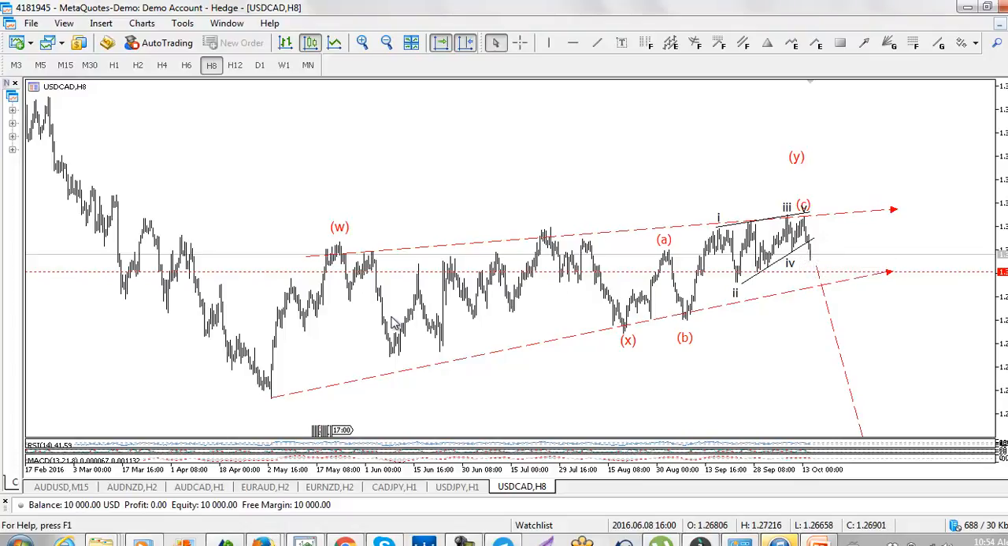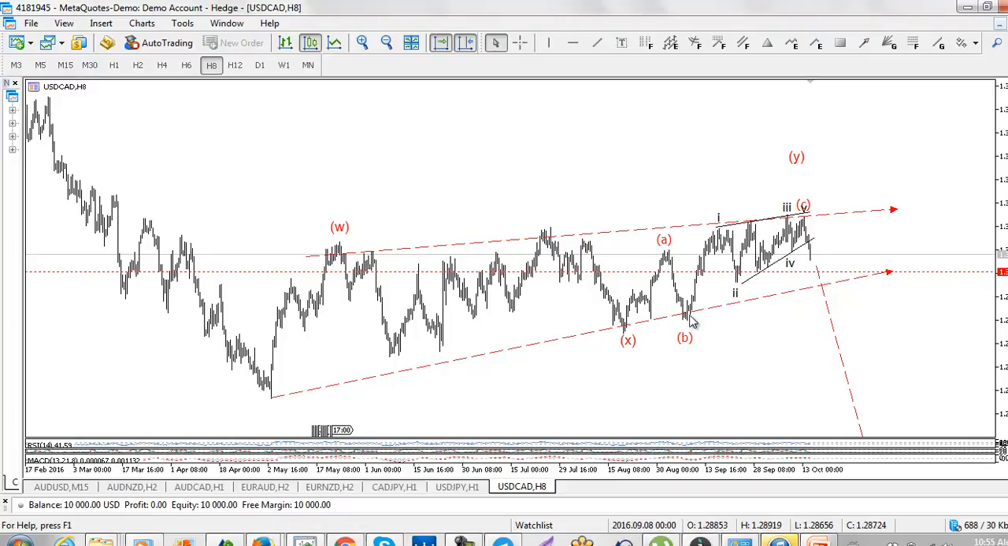This may actually be a triangle, because triangles are made of a 3-3-3-3-3 pattern. So this is 3, this is 3, and we're having another 3 here. But I actually think if price can break below this level, we may not see another rally up here. So that's why I built this as a WXY pattern.